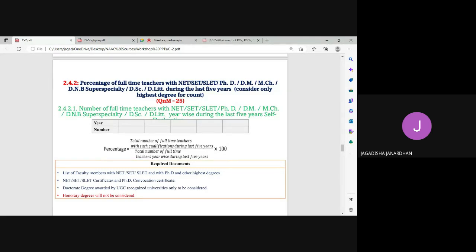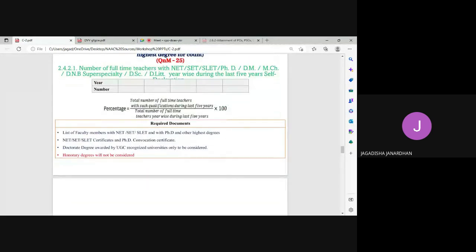Nowadays, all the institutions are preferring the candidates with NET, SLET as well as PhD as per the UGC norms. Hence, all the institutions may get good weightage in this question, which is awarded 25 weightage. So honorary degrees will not be considered here. That is the last point according to the SOP, standard operating procedure.